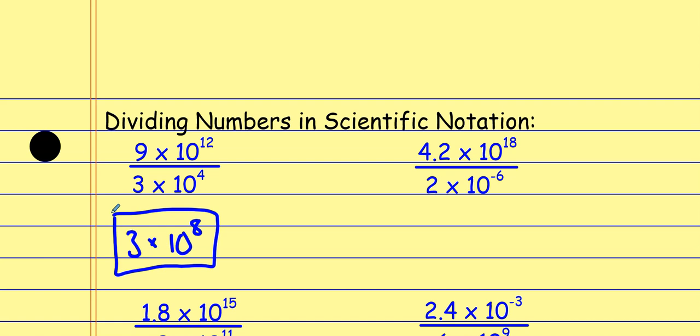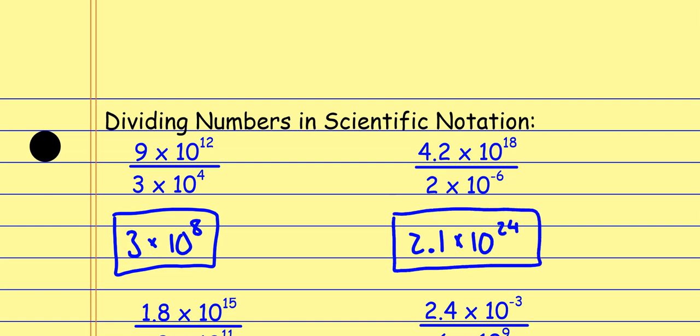Same thing with this next guy. I deal with the numbers out front first, okay? So when I deal with the numbers, 4.2 divided by 2 gives me a 2.1. But now I leave this as times 10 to a power. I subtract the exponents. 18 minus a negative 6. Be really careful with the signs here. That's a 24, okay? Remember, minus a negative is like plus a positive, so that's like 18 plus 6. And now this is scientific notation. There's nothing else I have to do.